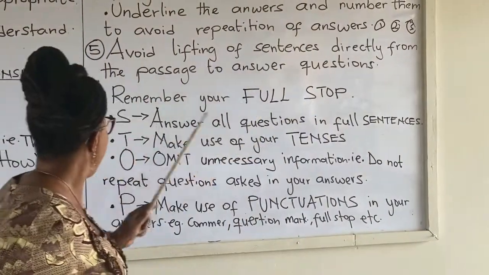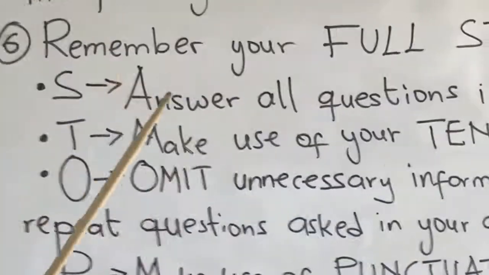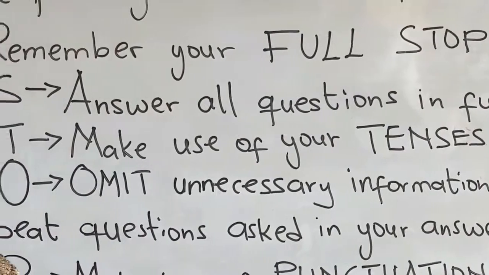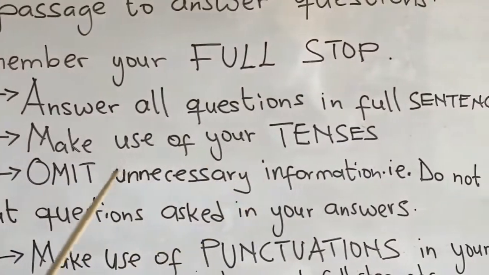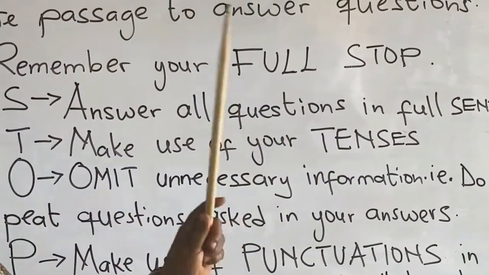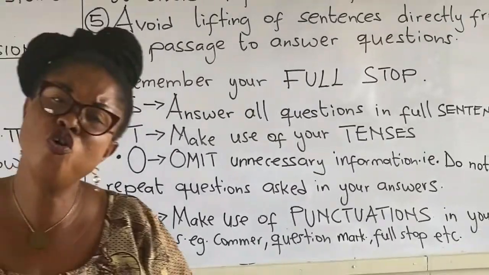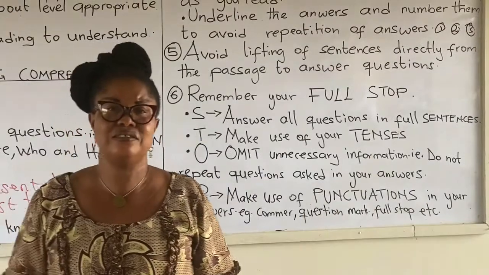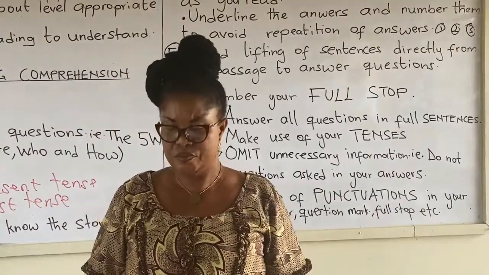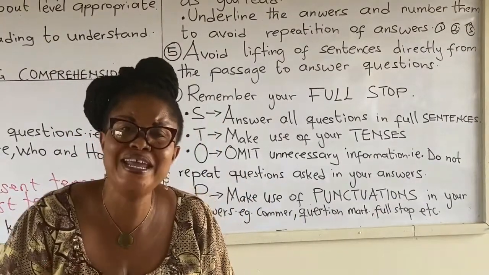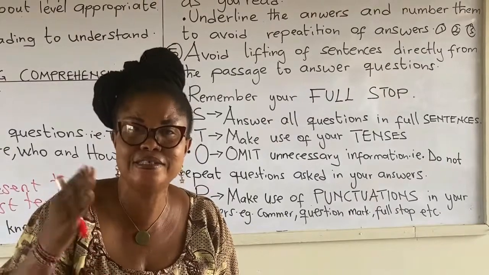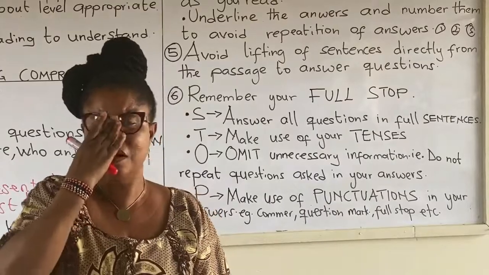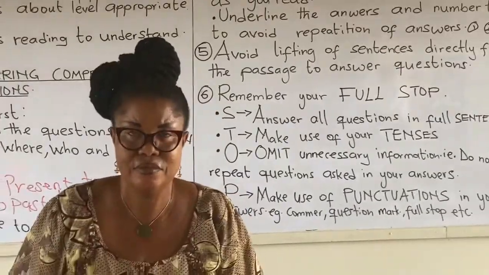Now, O. O means omit unnecessary information. That is, do not repeat questions asked in your answers. For instance, let's look at this question: When the boy was riding the bicycle, what did he see?